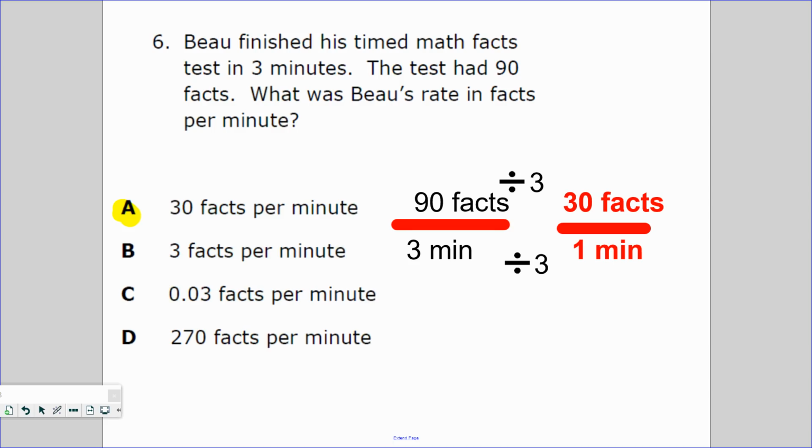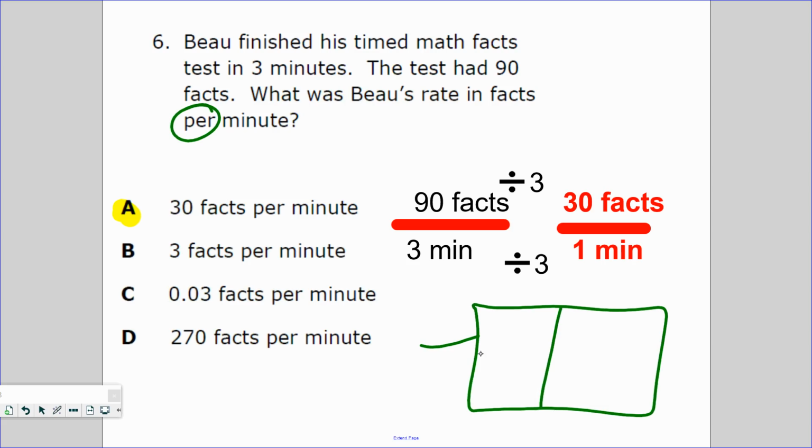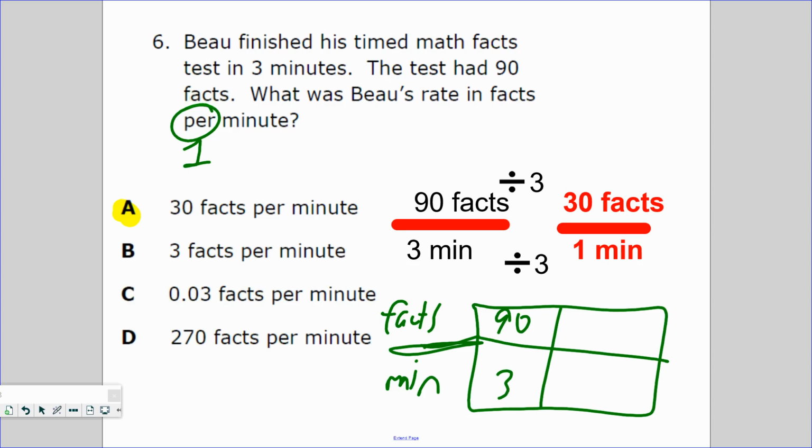Number 6, Bo finished his time math fact test in 3 minutes. The test had 90 facts. What was Bo's rate in facts per minute? What does per minute mean to you? Per minute means 1 minute, each minute, a minute, every minute. So what is this about? It's about facts and it's about minutes. So I'm going to make a table because I prefer tables. So in 3 minutes, he can do 90 facts. What is his rate in facts per minute?